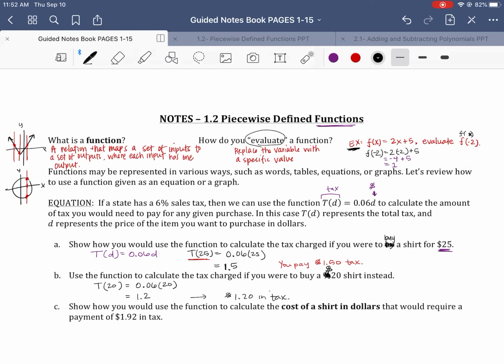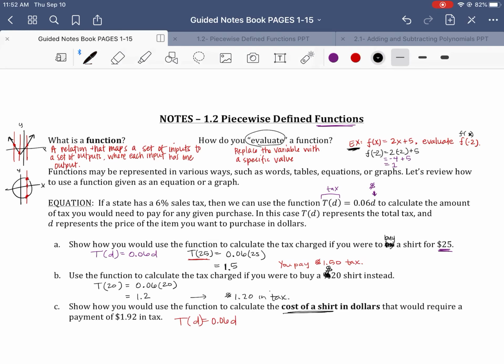Part C says, show how you would use the function to calculate the cost of the shirt in dollars that would require a payment of $192 in tax. Now, functions, right, we can go either direction with this. So again, I'm going to write out the function. We have T of D is equal to 0.06 times D.